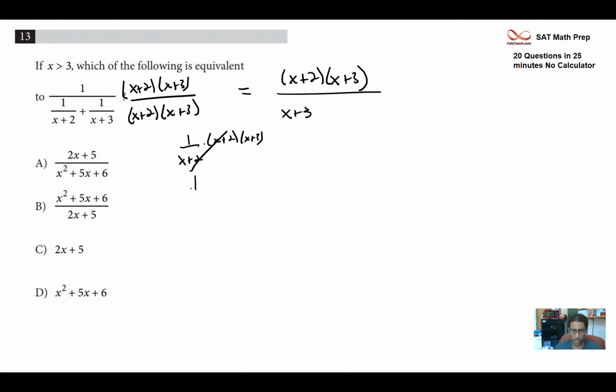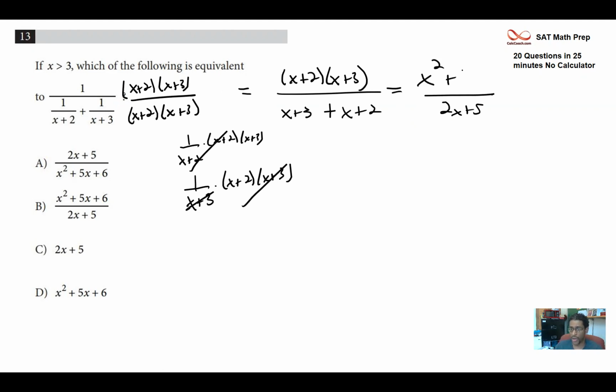And then when you do the 1 over x plus 3 and you multiply it by x plus 2 times x plus 3, you just get x plus 2. And there's a plus in between them. And so that's going to be 2x plus 5 in the denominator. And then the numerator is going to be x squared plus 5x plus 6, foiling this out: x squared plus 3x plus 2x plus 6.